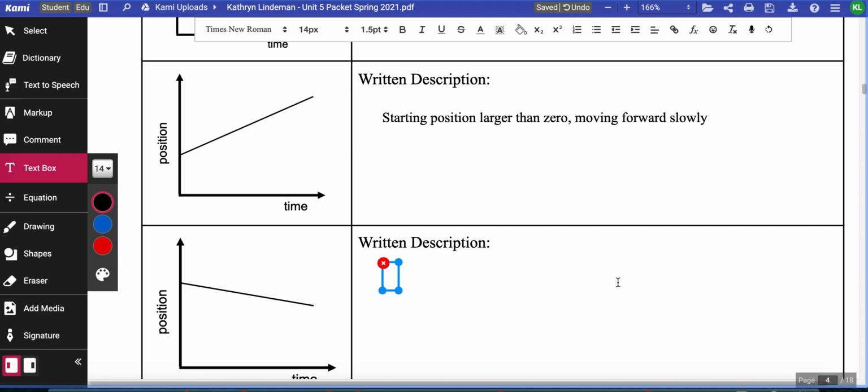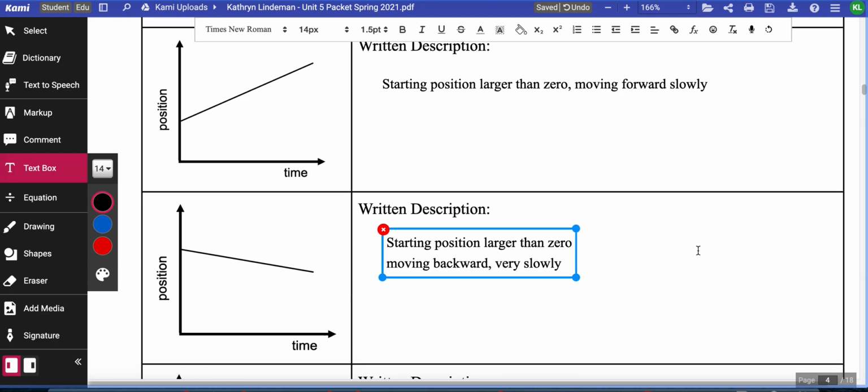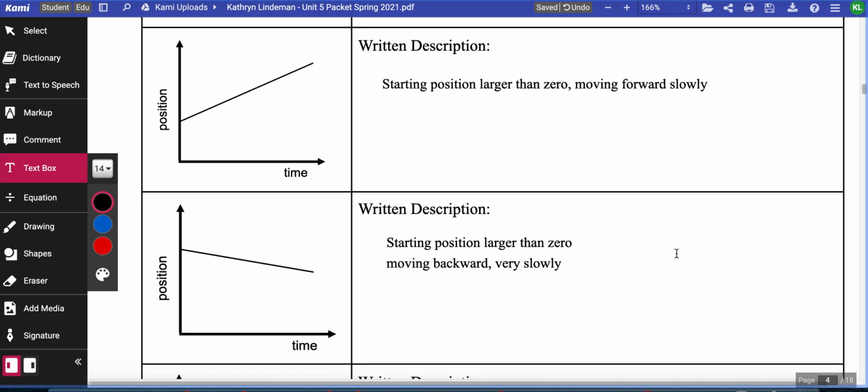So for this next one, we also have starting position larger than 0. Now we are moving backward. Do we see how we're moving backward because we have a negative slope? And I'm going to say very slowly just because we're moving slower than the graph above. Okay. All of this is a comparison. As long as your answers are logical within all of the graphs we're working with for that specific assignment, I think you're fine, okay?